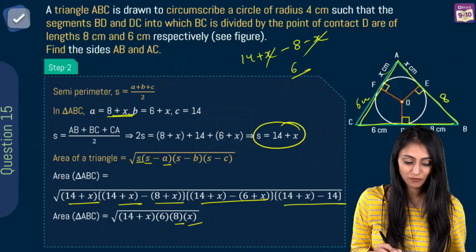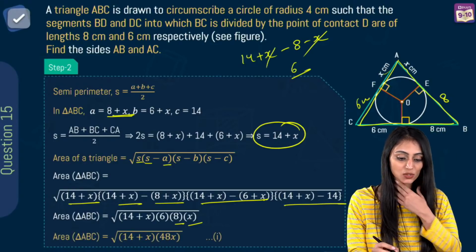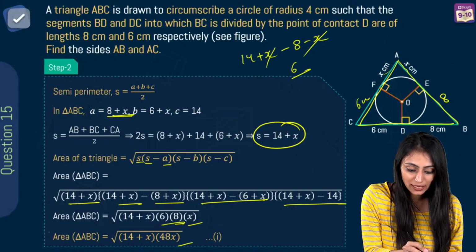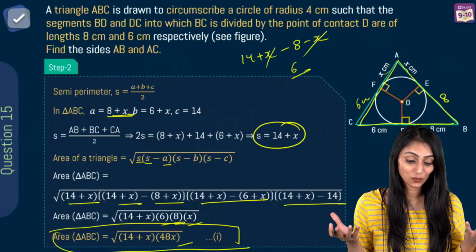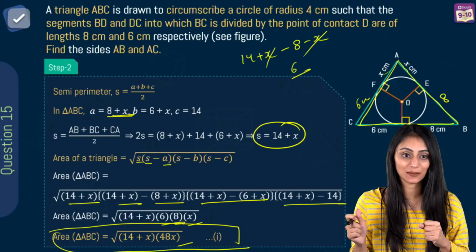So this is the area for triangle ABC. So 6 into 8 is 48x. This is our first equation. Again, I don't have the value of x, right? We need the value of AB and AC.